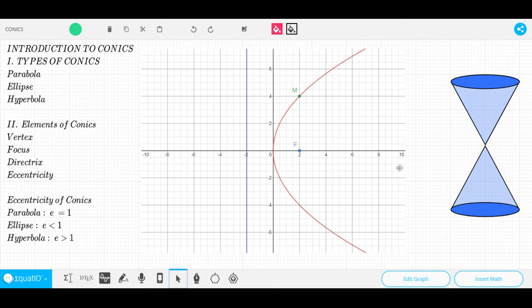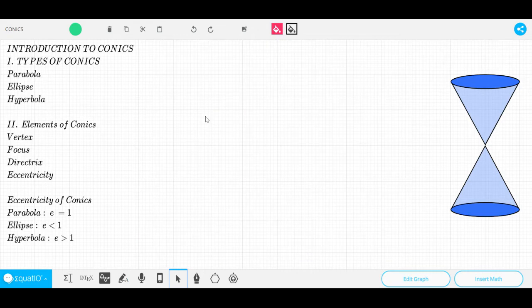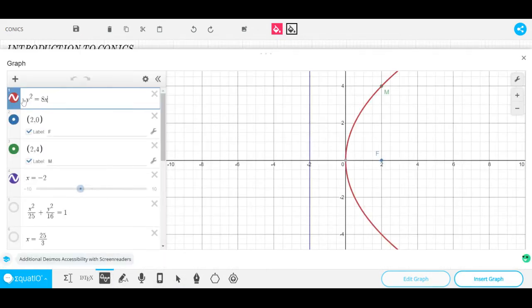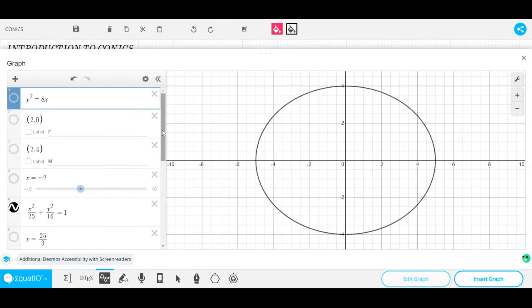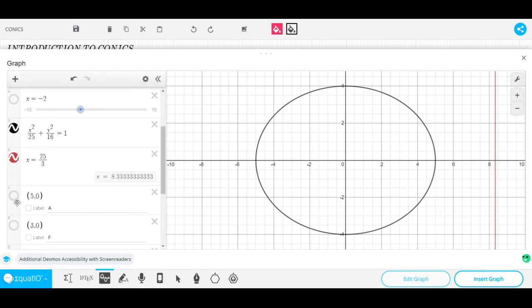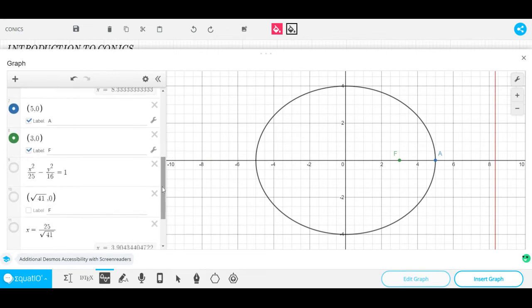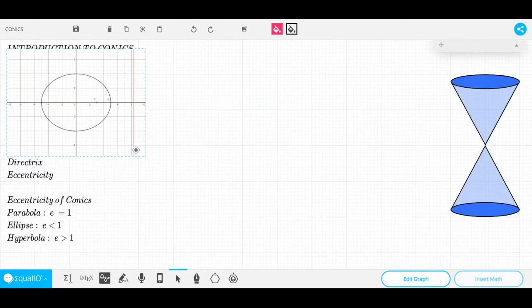Moving on, we're going to draw an ellipse so as to discuss it. In the case of an ellipse, you'll see that we'll have more than one vertex, more than one focus, and more than one directrix. So this is an ellipse with a focus and a directrix. There it goes.